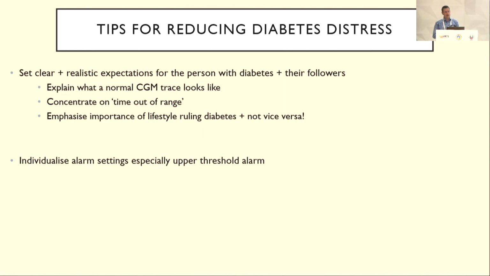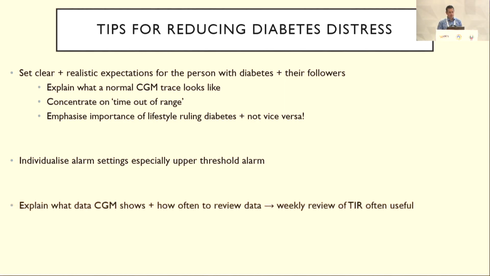We've spoken about customising the alarms, particularly the upper threshold alarm. And I think it's also what the data on CGM means, how you use that data, and how often you review that data to then make changes. Just remember that people with diabetes probably spend at least 99.9% of their lives out of contact with their diabetes team. It's really about how you can set them up to make changes to their insulin in between appointments and not rely on the diabetes team.